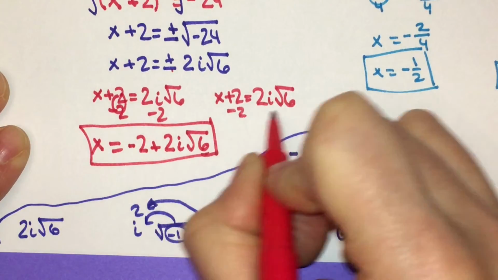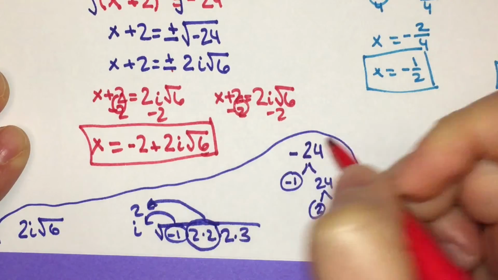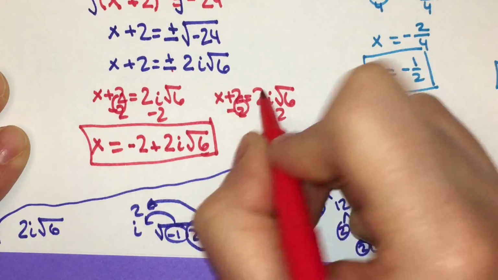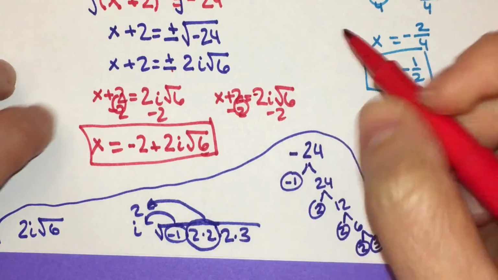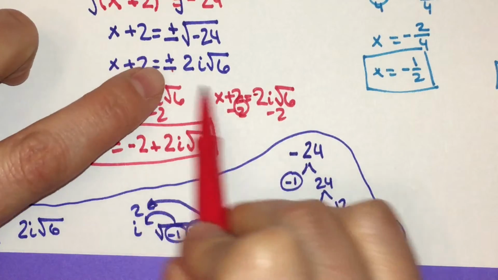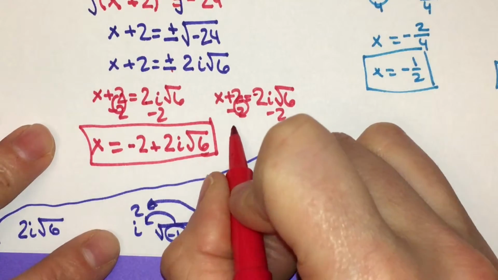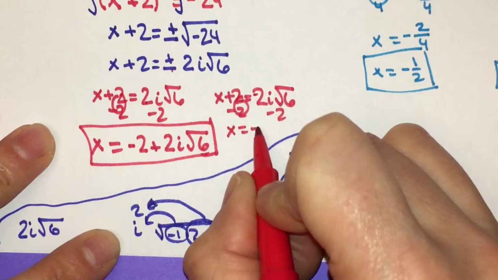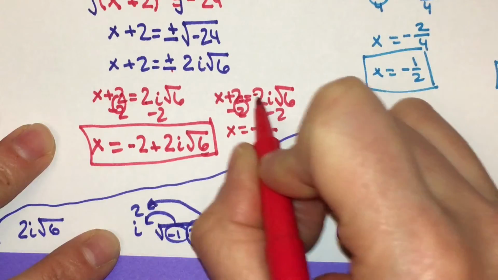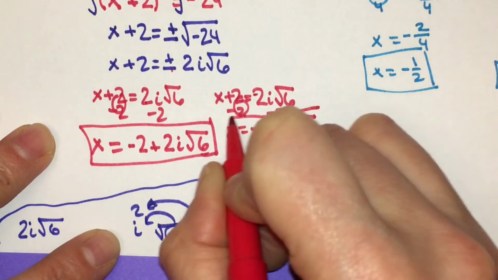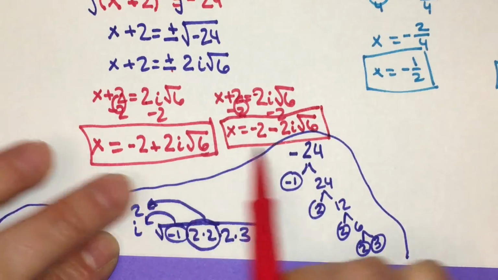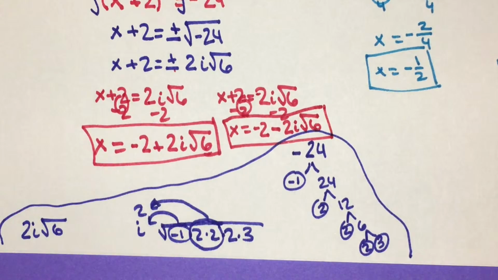This one, subtract 2 on both sides, and I get, that is a negative 2i times the square root of 6, because we did the positive here, so that one is the negative. So I get x equals, I'm going to put that negative 2 in front, minus 2i times the square root of 6. So they're very similar. One's just plus and one's minus.